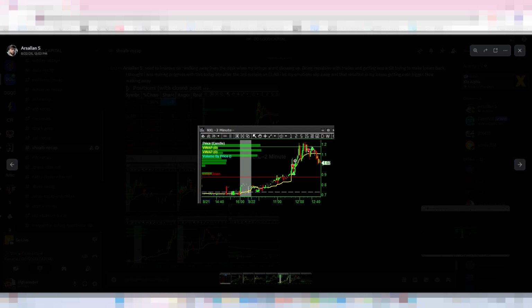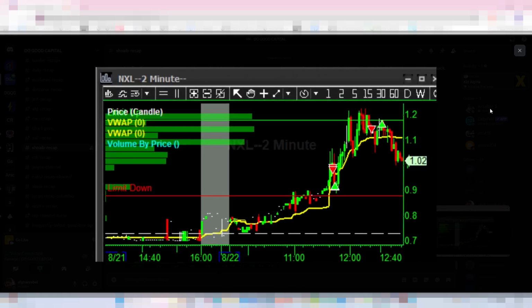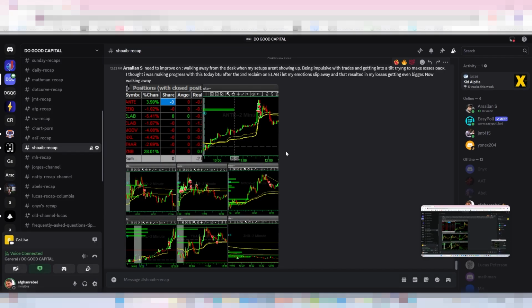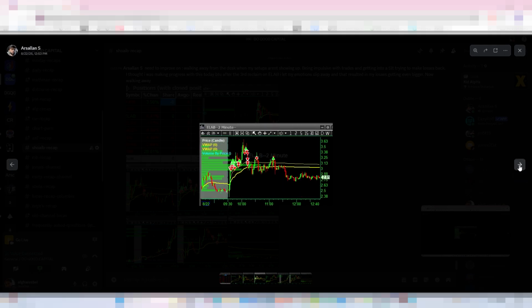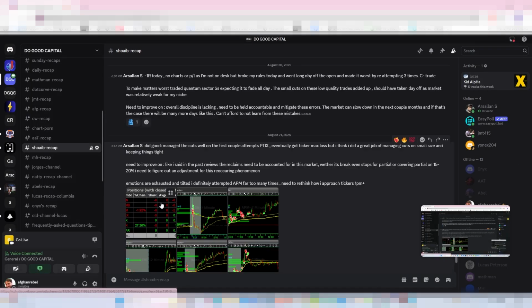I don't know what this was, man. Get rid of midday runners. Honestly, yeah, get rid of midday runners. Okay, so what patterns have we noticed? You're active above VWAP, not active below VWAP. Okay, that's that day. Let's take a look here. Biggest loss APM, biggest gain PTIX.